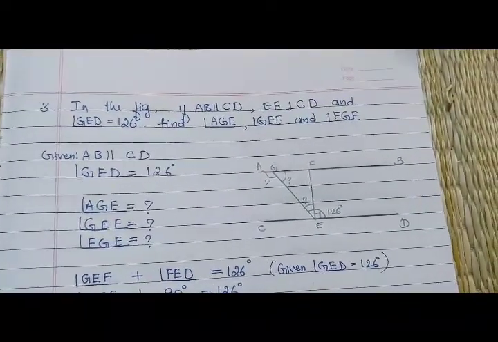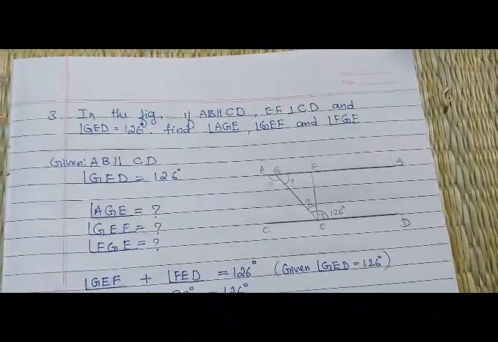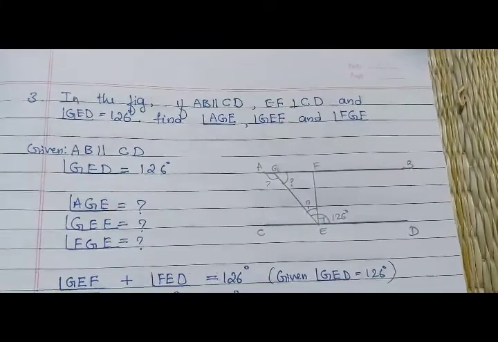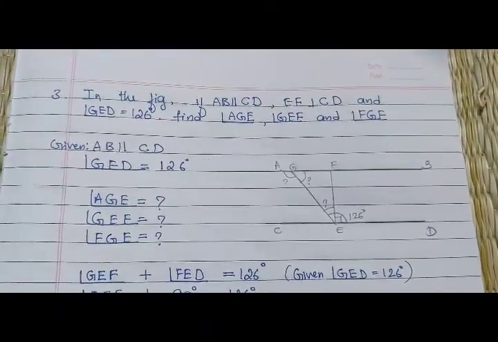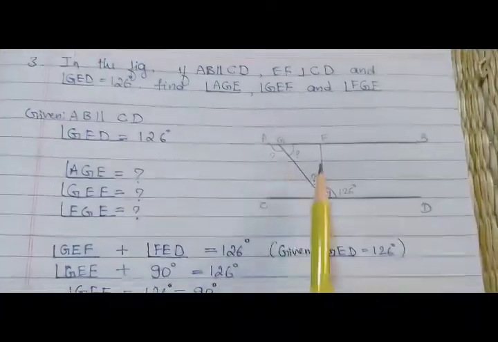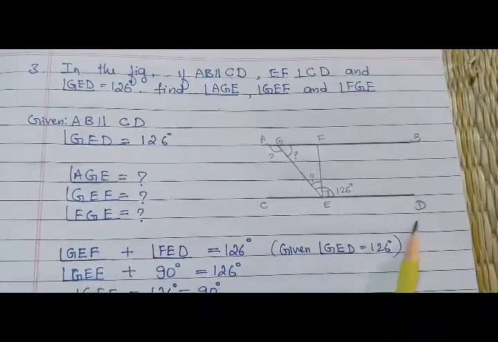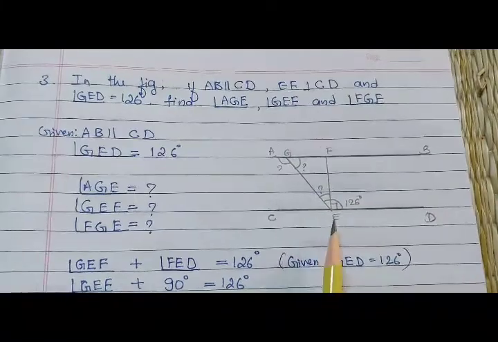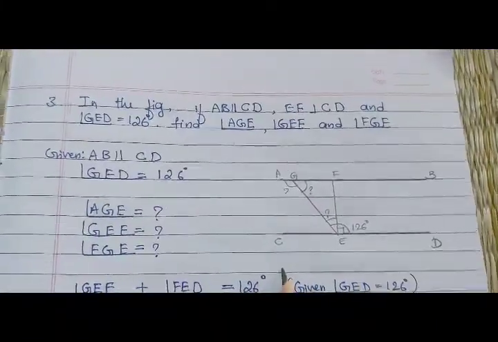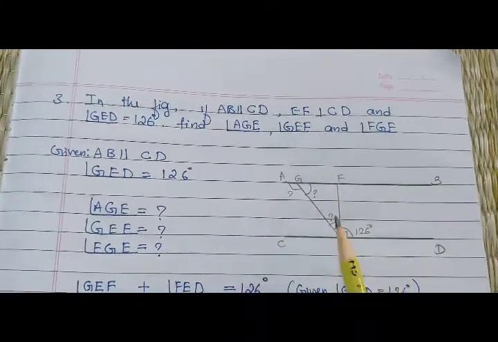In the figure, if AB is parallel to CD, EF is perpendicular to CD and angle GED is equal to 126, find angle AGE, GEF and FGE. Given that AB is parallel to CD and EF is perpendicular to CD. GED is 126, they have given.